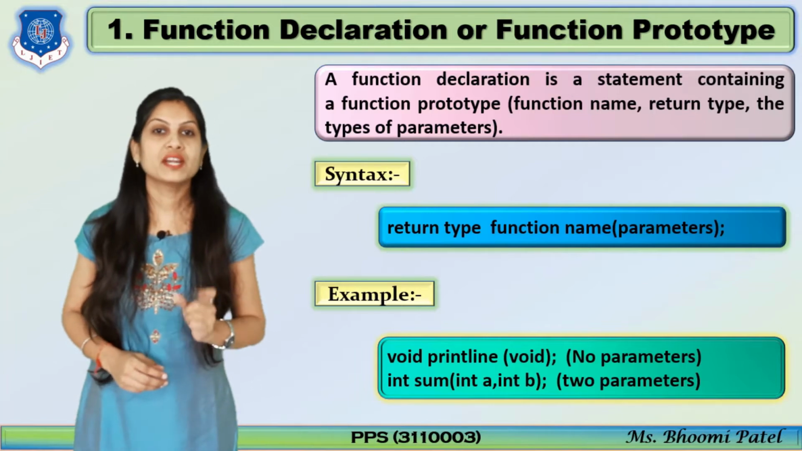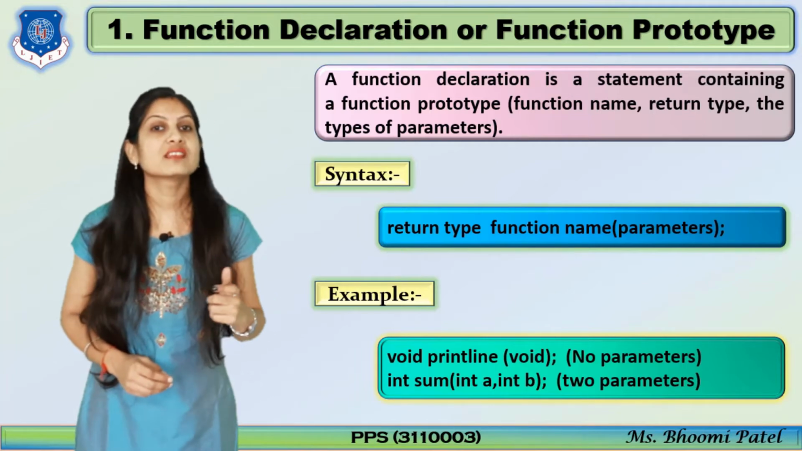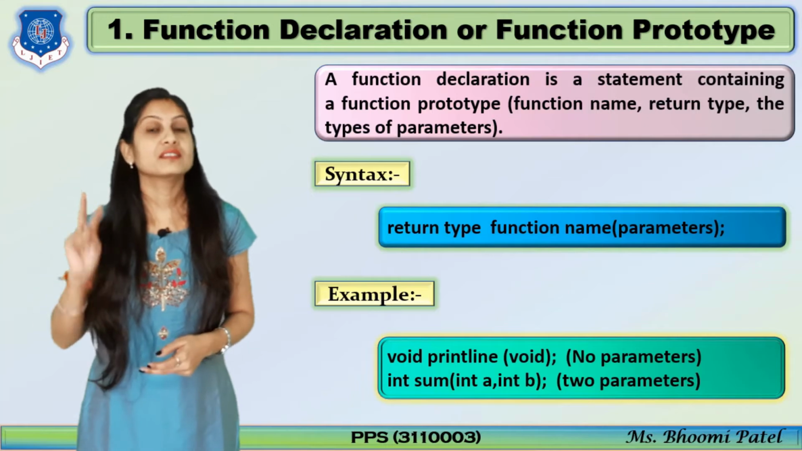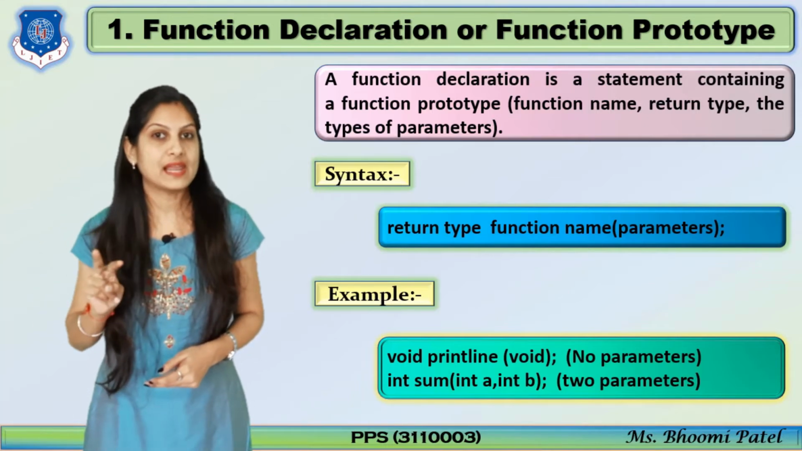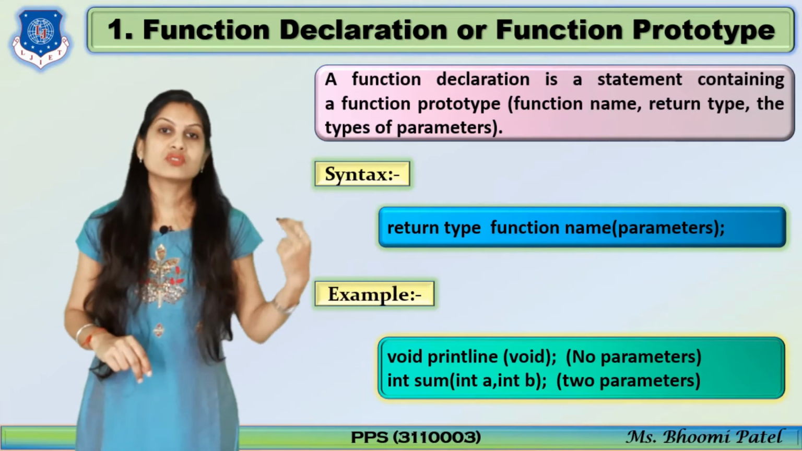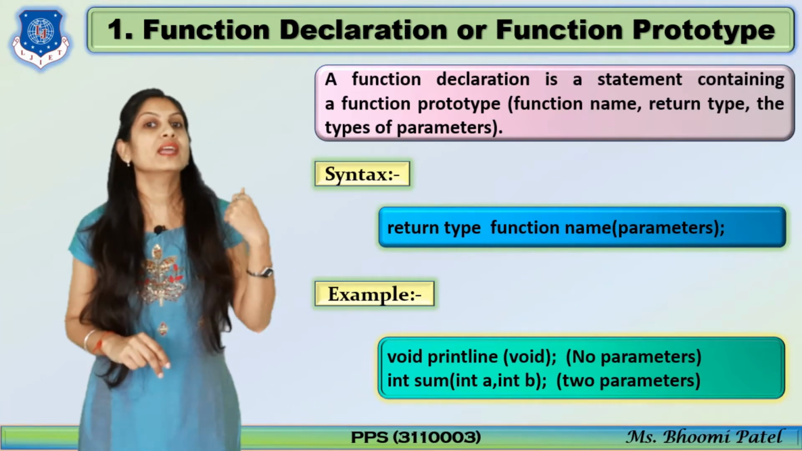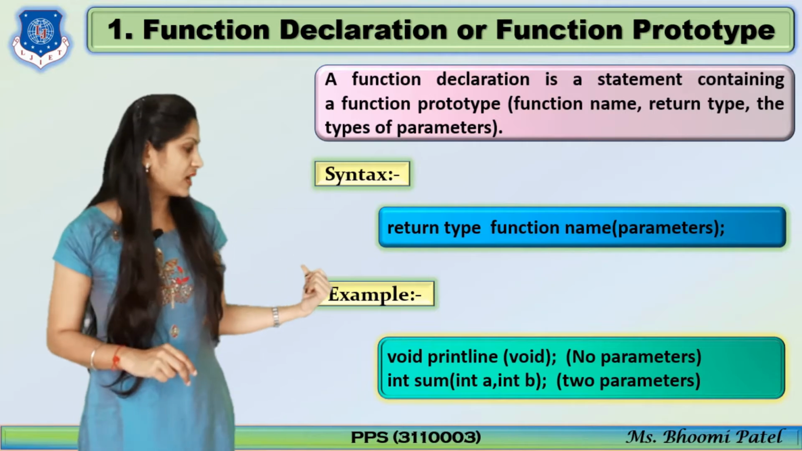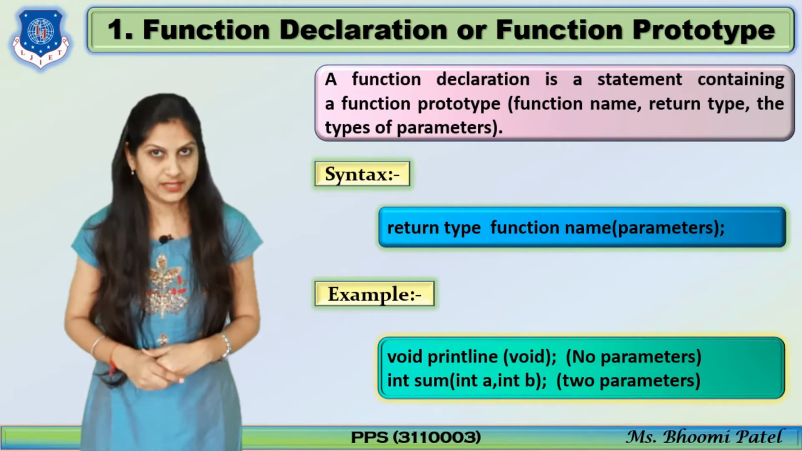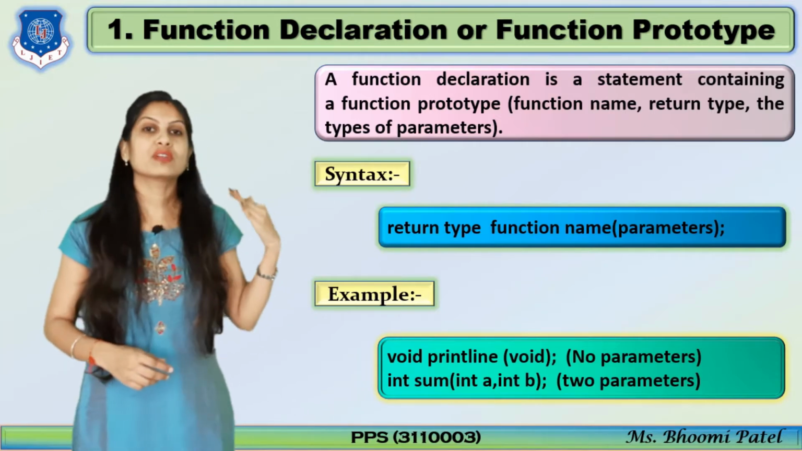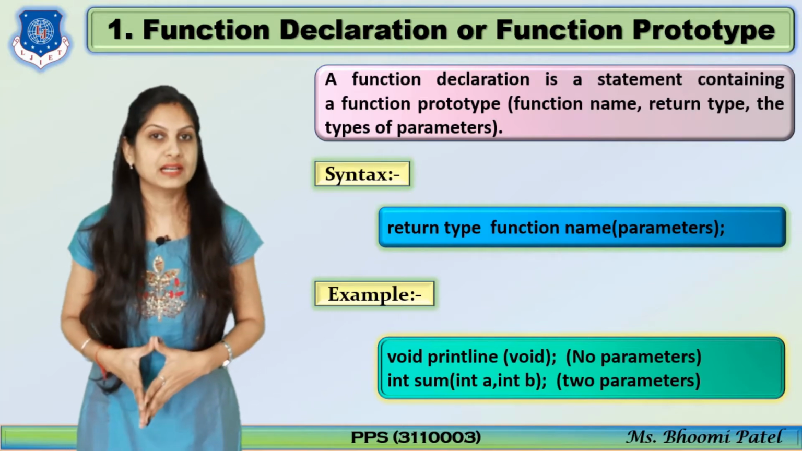Now our function name is sum that returns an integer value, and that value depends on the two parameters a and b. So the addition of a and b will be of type integer. That's why here the return type is integer. Clear? Likewise you can write any function declaration.